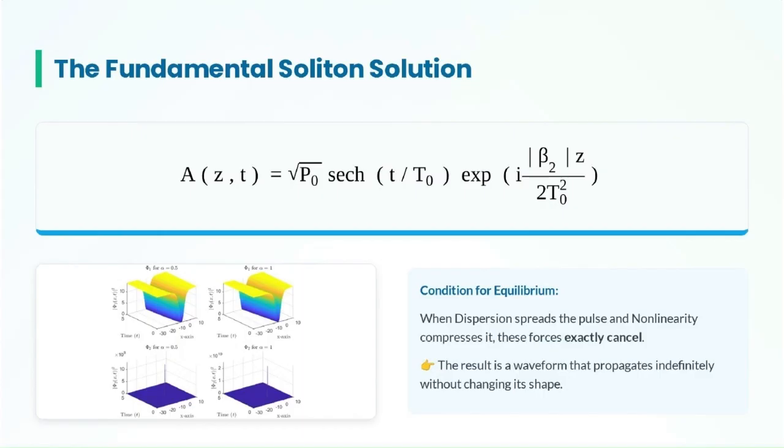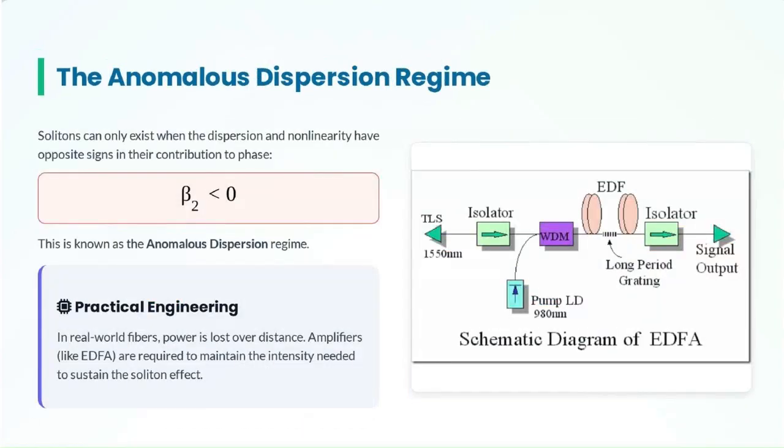This pulse maintains its shape because two competing effects exactly cancel each other. Dispersion tries to spread the pulse, while nonlinearity tries to compress it. When the balance is perfect, the pulse becomes a soliton. This is one of the most beautiful examples of self-organization in physics.